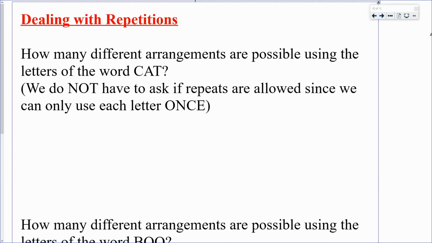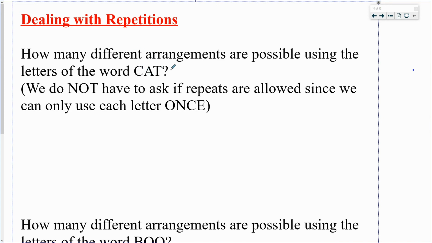All right. What if you have repetition? Well, what does that even mean? We're not stuck with just using numbers. We can talk about arrangements of letters. We can talk about arrangements of anything. In the future, we'll do arrangements of people, like people sitting in rows or in circles, stuff like that.